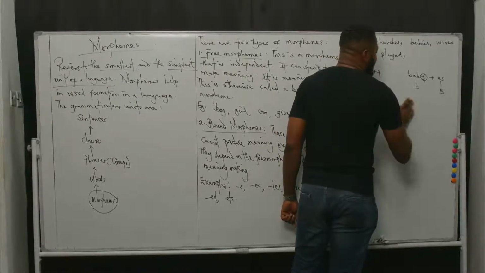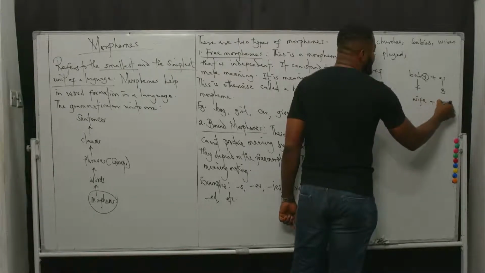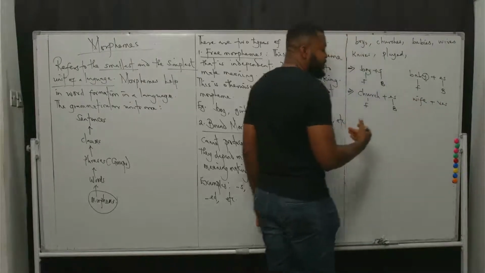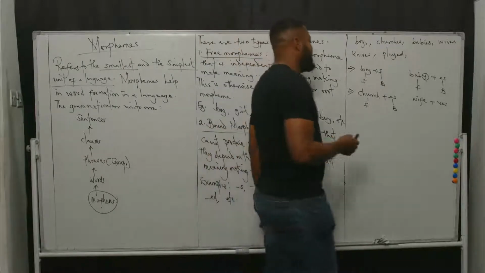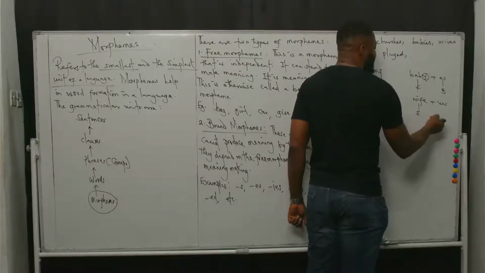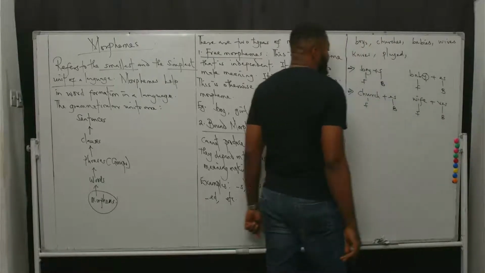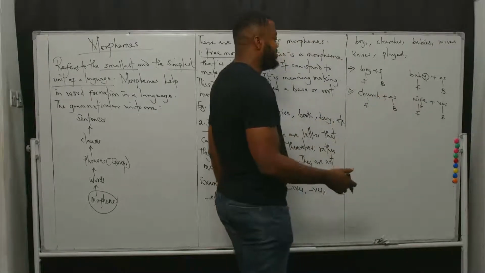So wives, WIVES. So in this case, the main word will be WIFE plus what? Plus VES. So this is singular, remember? Yes. The free morpheme will be in singular state, in singular form. So here I have free, and then here I have bound morpheme. Remember that the F will change to V, and then you add ES to make it plural.